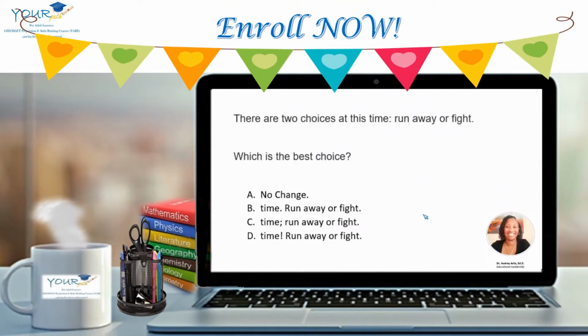Here's what a test item may look like. There are two choices at this time: run away or fight. Which is the best choice? And here you have your four options. You have option A, no change. Option B, time, period, run away or fight. Option C, time, semicolon, run away or fight. And option D, time, exclamation mark, run away or fight.